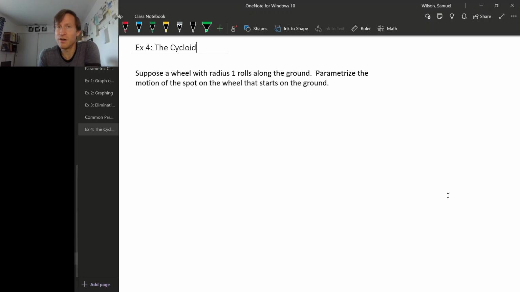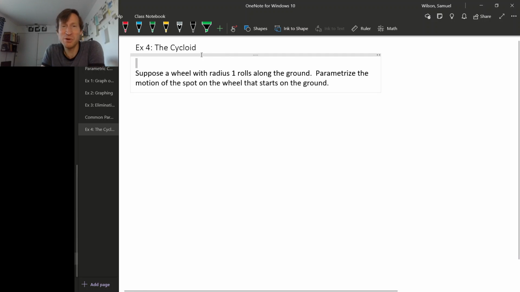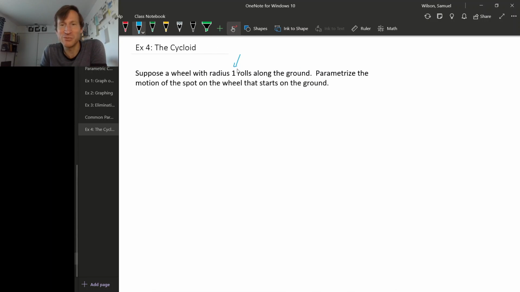The real strength of thinking about motion in terms of parametric curves is how it can let you decompose complicated motions into simpler pieces and then put those simpler pieces together to get a full description of the bigger, complicated motion. A sort of classic example is this one. So suppose we have a wheel rolling along the ground, and this wheel will have radius 1.